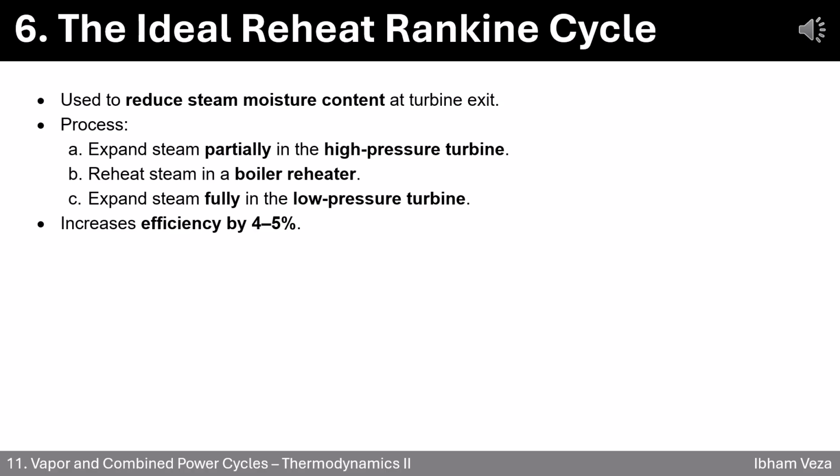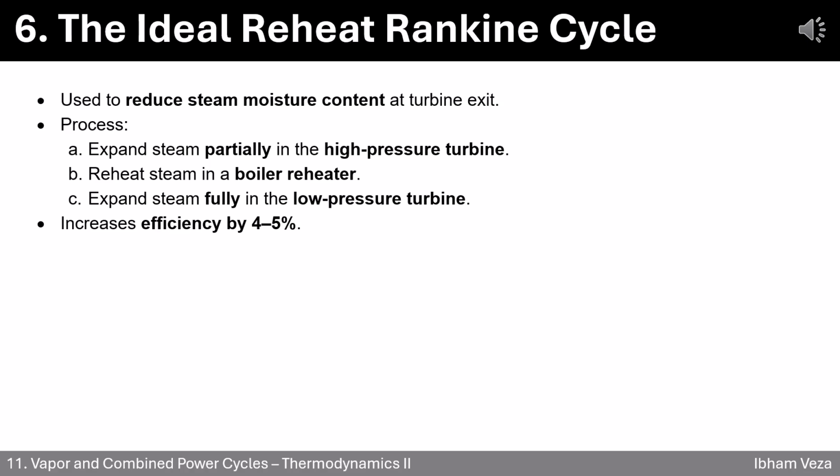6. The ideal reheat Rankine cycle. Next, let's talk about the reheat Rankine cycle, a simple but powerful way to improve performance. The main goal here is to reduce the moisture content of the steam by the time it exits the turbine, which helps protect the turbine and boosts efficiency.